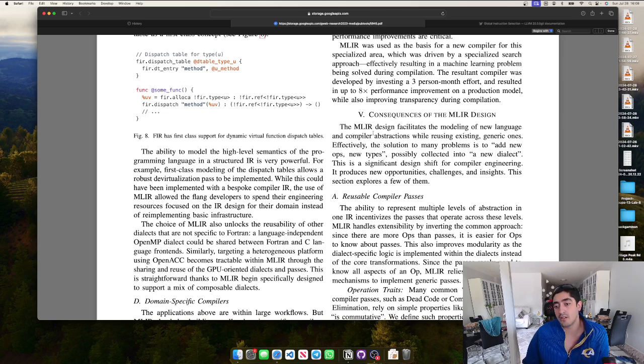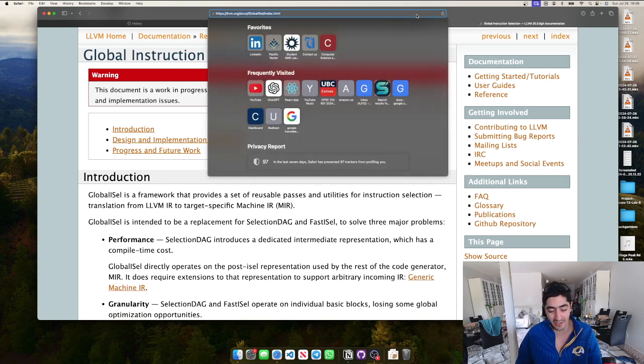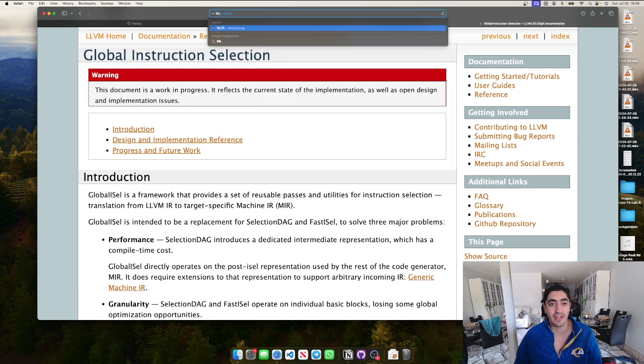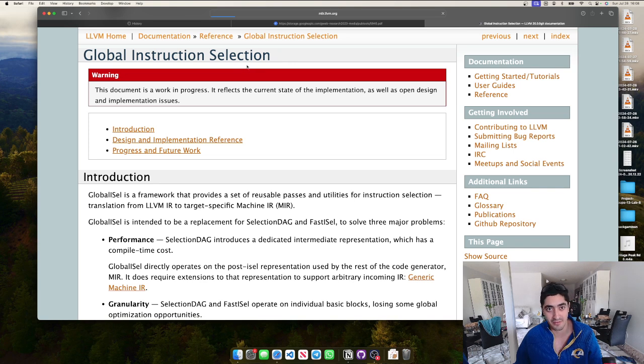The MLIR design facilitates. Okay, so now we are moving to the consequences of the MLIR design. I'm actually not sure what ML stands for in MLIR, but I hope it's machine learning.